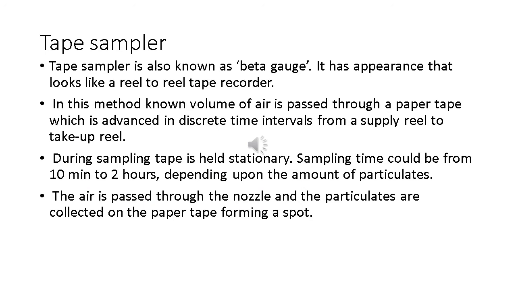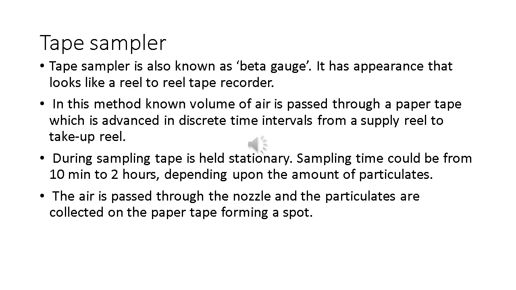Tape sampler. Another popular method of sampling, another name is soil haze particle sampler or beta gauge, because it looks like a reel-to-reel tape recorder. In this method, a known volume of air is passed through a paper tape. The tape is held stationary, and sampling air will pass through a nozzle, and these particulates are collected on the paper tape, forming a spot.